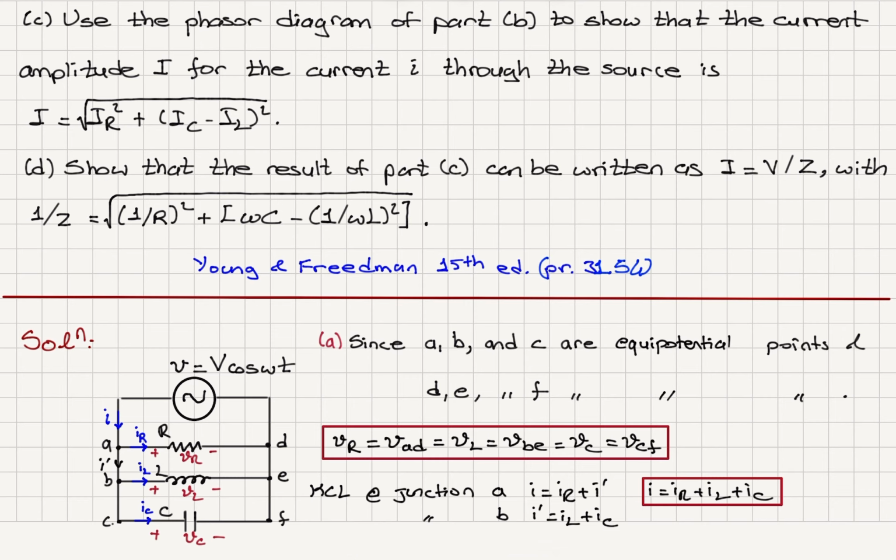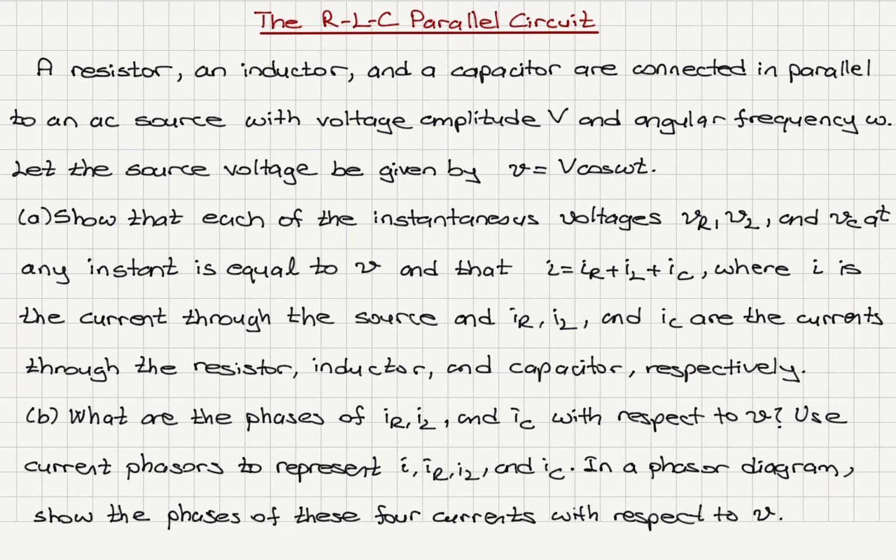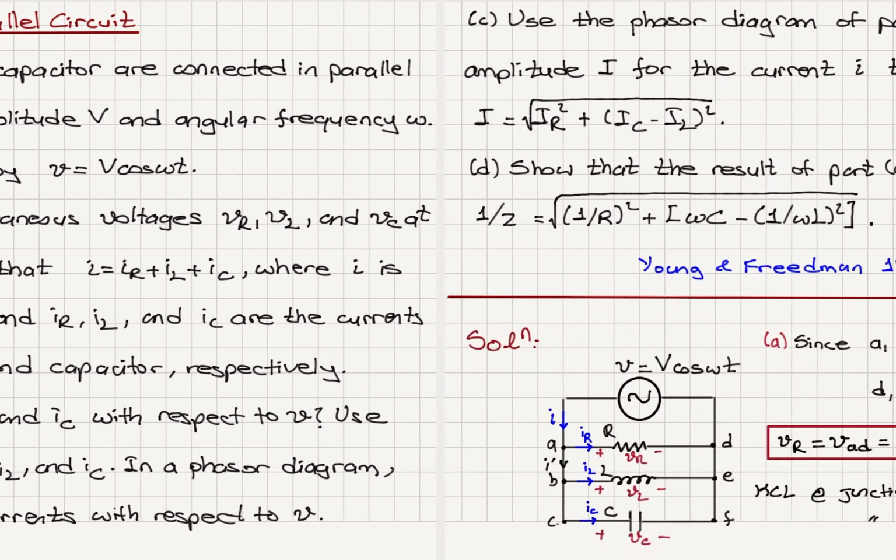Let's move on to part B of the problem. What are the phases of I sub R, I sub L, and I sub C with respect to V? Use current phasors to represent I sub R, I sub L, and I sub C. In a phasor diagram, show the phases of these four currents with respect to V.